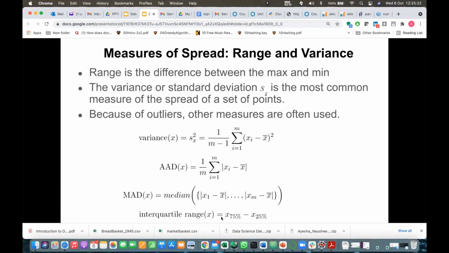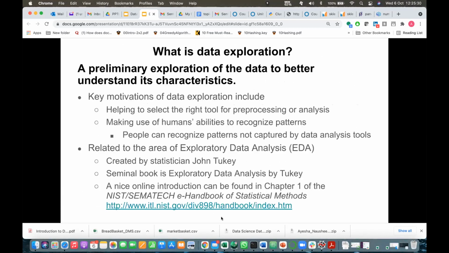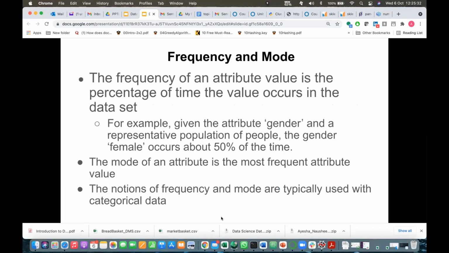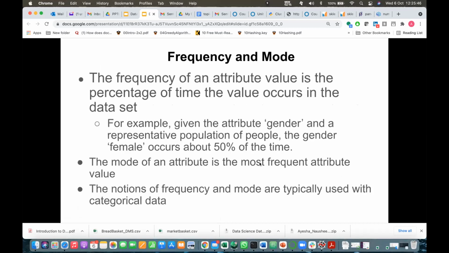The first step in EDA is to provide the statistical summary of the data. Statistical summary has three parts: frequency, location, and spread. Frequency will give you the mode and frequency of values. Location means mean, spread means standard deviation.